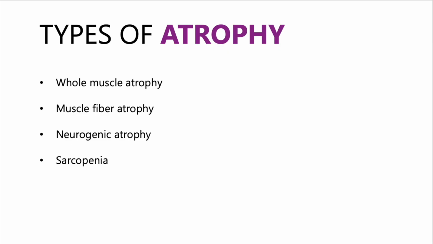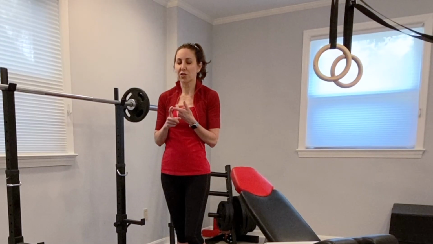Sarcopenia happens just with aging. As we get older, we just have muscle loss as a natural part of the aging process, but you can mitigate that by doing strength training. Whole muscle atrophy is pretty easy to fix.